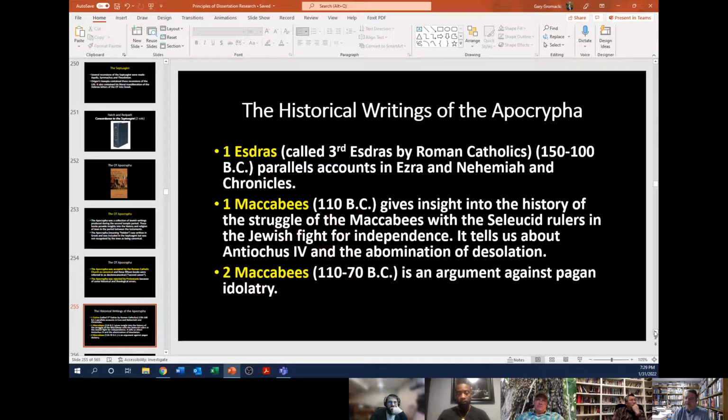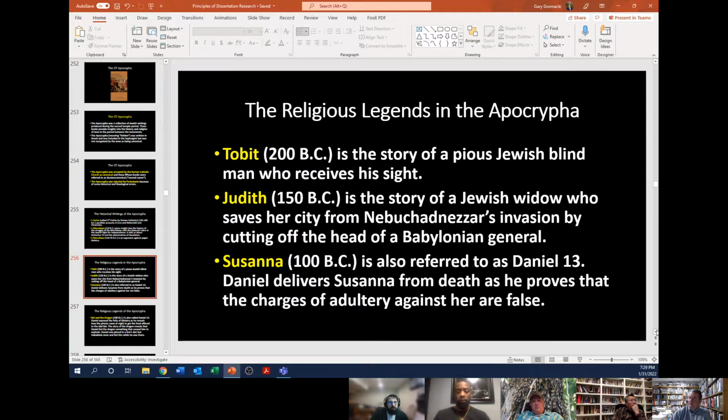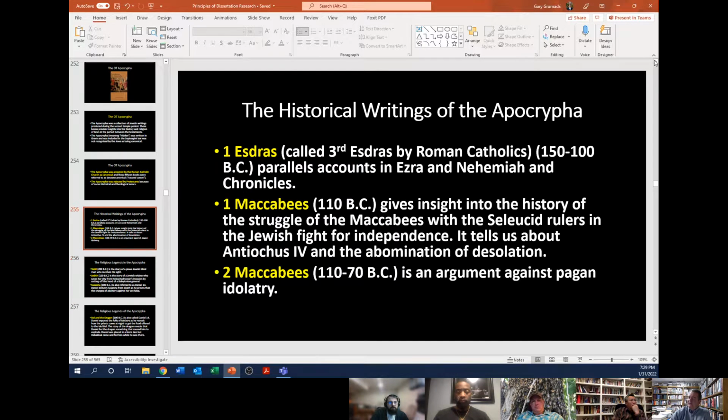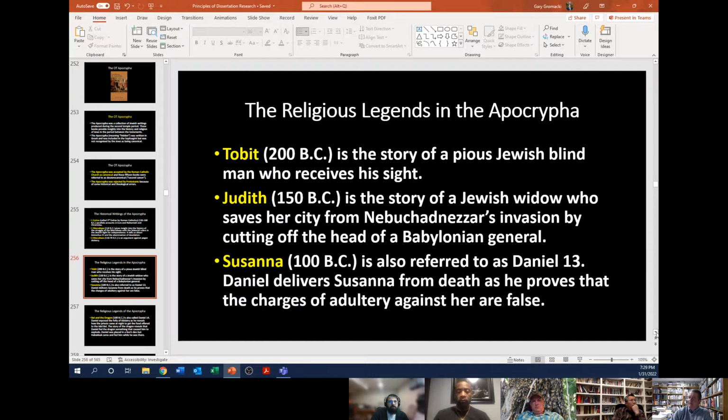So again, that's sort of interesting if you're interested not only in intertestamental history, to understand what happened during that time, but also how that relates to biblical prophecy as well. So we start off with the groupings, historical writings, and then the religious legends.